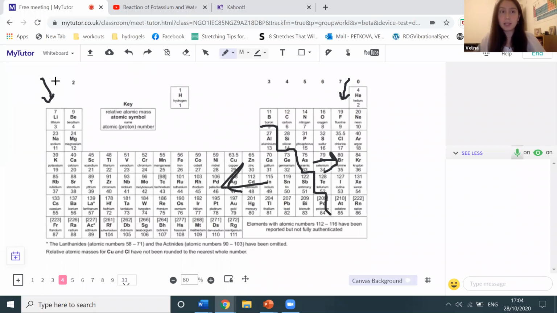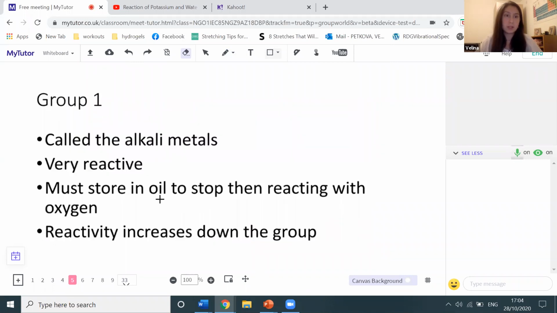So what do the groups tell us? We know that whatever's in group 1 has 1 electron in its outer shell, and whatever's in group 7 has 7 electrons in its outer shell. So we're going to start off with group 1. How do the group 1s react?